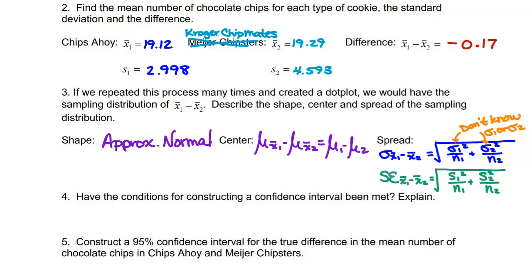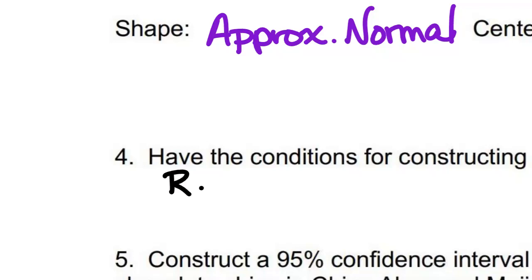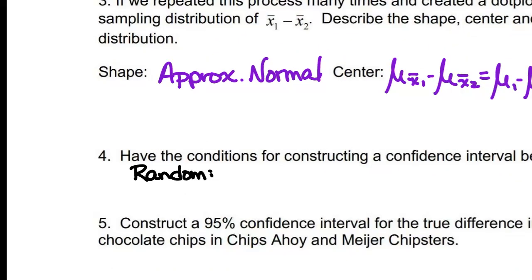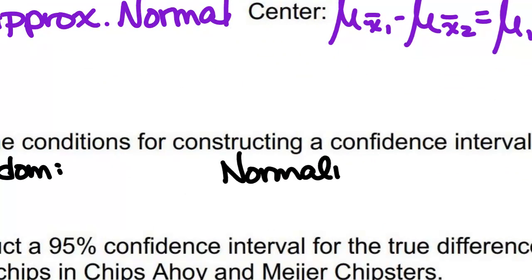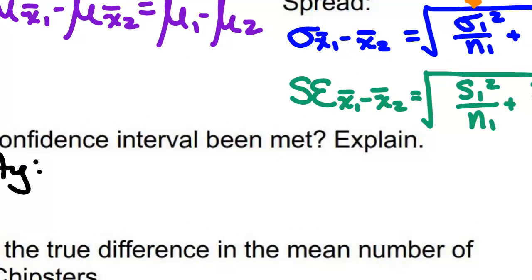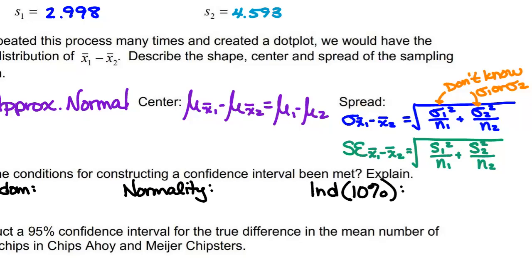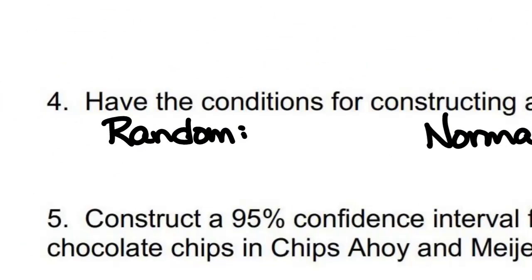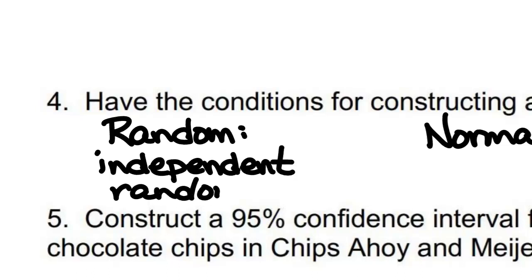Have we met our conditions for constructing a confidence interval? What are the conditions? We have to have random. I heard normality. What's the other one? Independence. And how do we check for independence? 10%. Do we get randomness? Yes. How many random samples did we have? 2, right? 1 for Chips Ahoy and 1 for the Kroger brand. Independent random samples. Make sure you have the S on there.